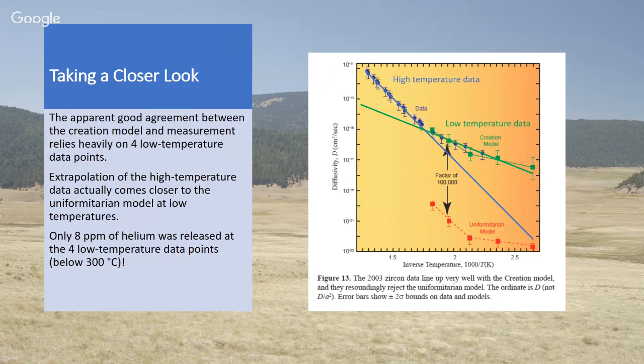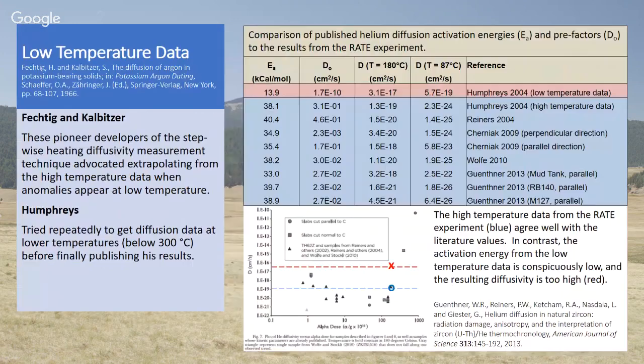to be valid. So basically, they advocate extrapolating from the high temperature data down to low temperature and ignoring the low temperature anomalies. That is what they recommend. That's best practice for using their method.